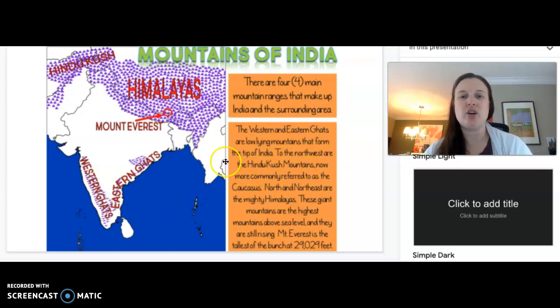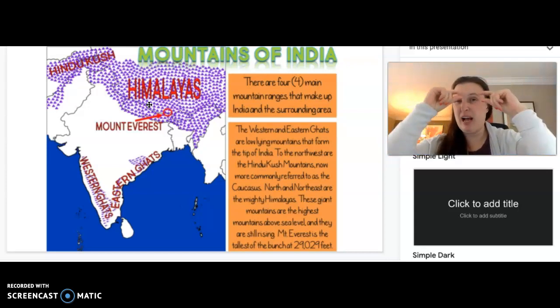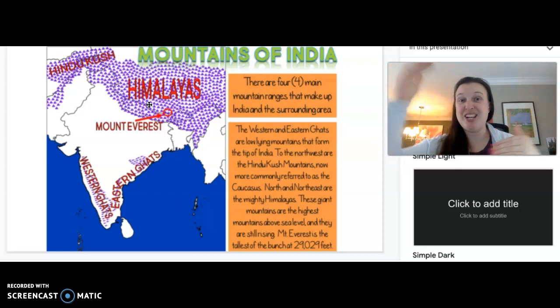To the northwest are the Hindu Kush Mountains, now more commonly referred to as the Caucasus. I think I pronounced that right, Caucasus. Okay. North and northeast are the mighty Himalayas, mighty meaning great. These giant mountains are the highest mountains above sea level, and they are still rising. Every year they get taller by about a centimeter. It doesn't seem like a lot, but after 100 years, they will grow by a foot or so.